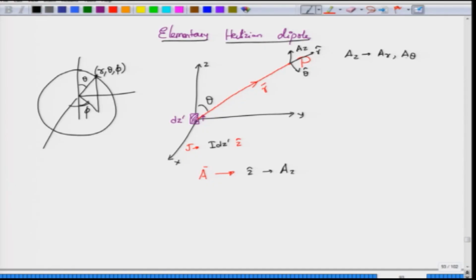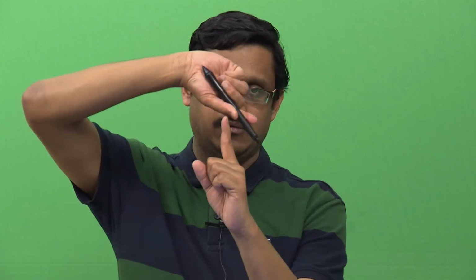Even before I go to A r and A theta, you may ask, what about A phi? Well, A phi will not exist simply because you have the element in this manner, a z directed field. Now, imagine that you are sitting on a ship, a very small ship, and moving around this antenna element in a circle.